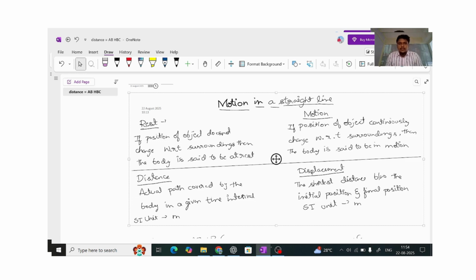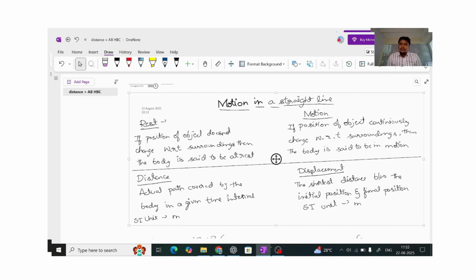Some of the basic terms in motion are, the first one, distance. What is distance, or distance traveled? Distance traveled is the actual path covered by a body in a given time interval. Distance is a scalar quantity which will be only positive, having only magnitude, and its SI unit is meter.